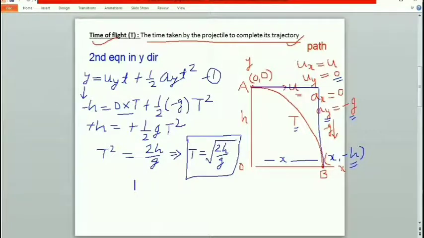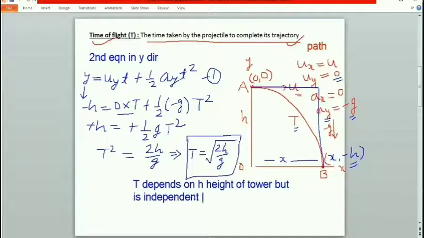It means T depends on h, the height of the tower, but is independent of initial velocity u. आप देखेंगे इस फॉर्मूले में u नहीं आया है, इसका मतलब है कि ये इनिशियल वेलोसिटी पर डिपेंड नहीं करता है, ये सिर्फ और सिर्फ हाइट ऑफ टावर एंड एक्सेलरेशन ड्यू टू ग्रेविटी पर डिपेंड करता है. This is our first expression.